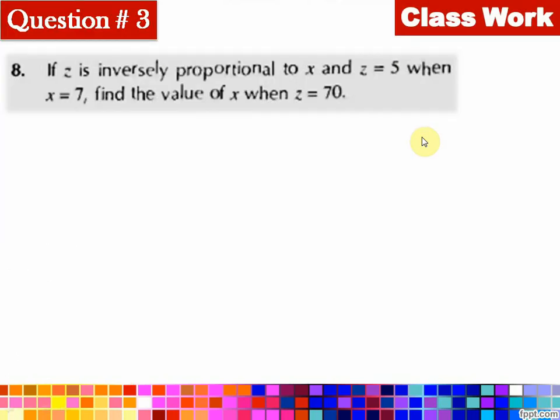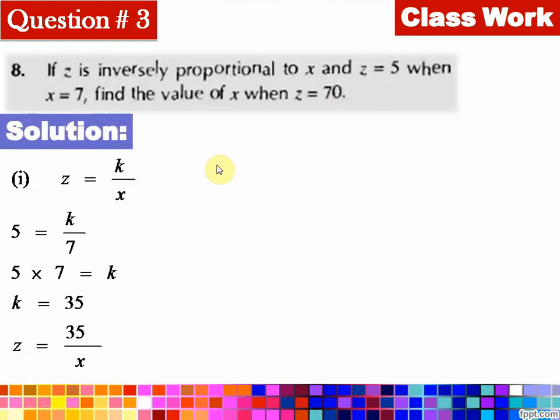Next, moving on, question number 3 is question number 8 in the book, exercise 1c. If z is inversely proportional to x and z is equal to 5 when x is equal to 7, find the value of x when z is equal to 70. First we have to write the equation as z is equal to k over x, where z is 5, x is 7. Putting the values in the equation, we get k is equal to 35, writing the equation z is equal to 35 over x. This is the connecting equation of z and x.